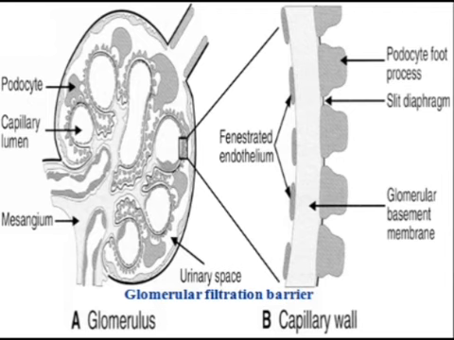Pathophysiology. This picture will show the glomerular filtration barrier, which consists of the glomerular basement membrane, fenestrated endothelium, and podocyte. In nephrotic syndrome, there is extensive effacement of the podocyte, which allows excessive serum albumin to leak from this barrier.